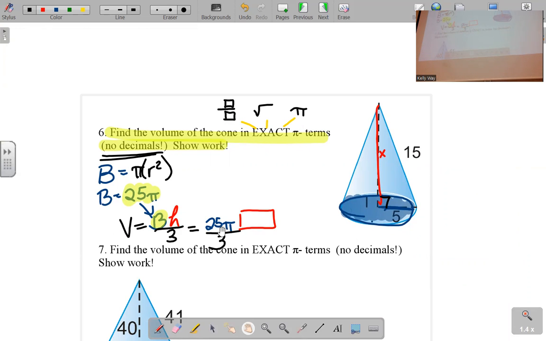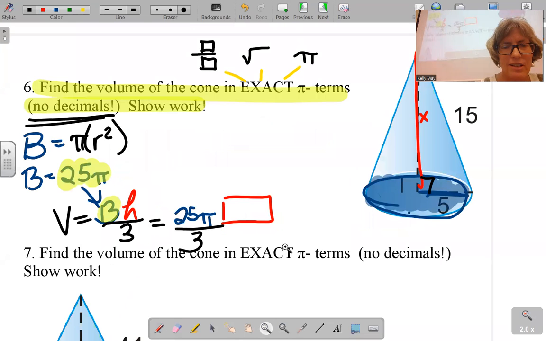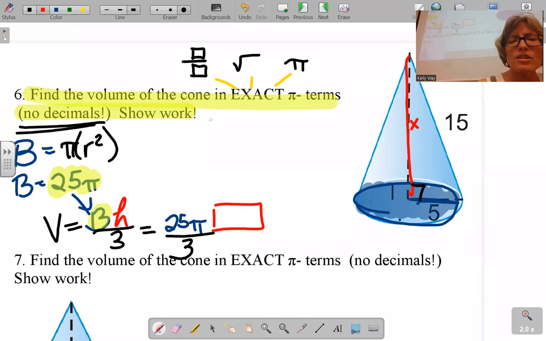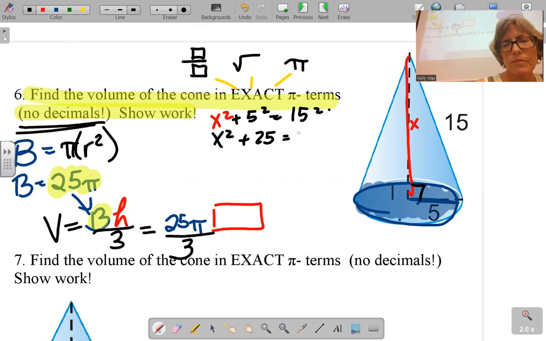Are you okay with what we just did? Base is a circle. So we're doing base times height. Problem is we don't have the height. Have two sides, need third side. So we are like this. X squared plus 5 squared equals 15 squared. Max, I'm going to end up with x squared equaling what, sir?